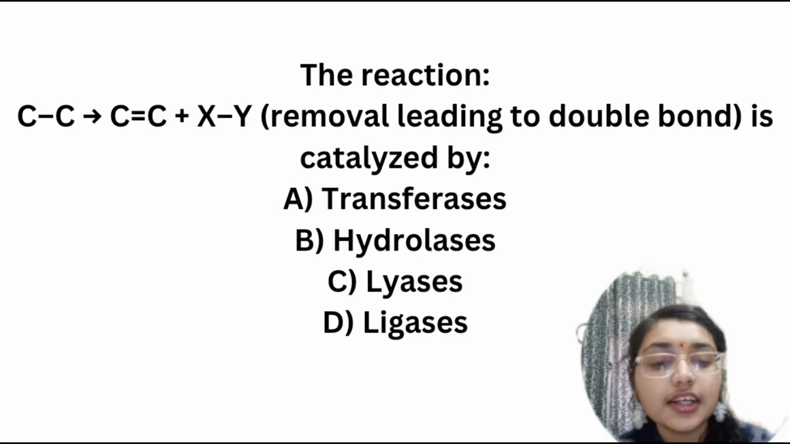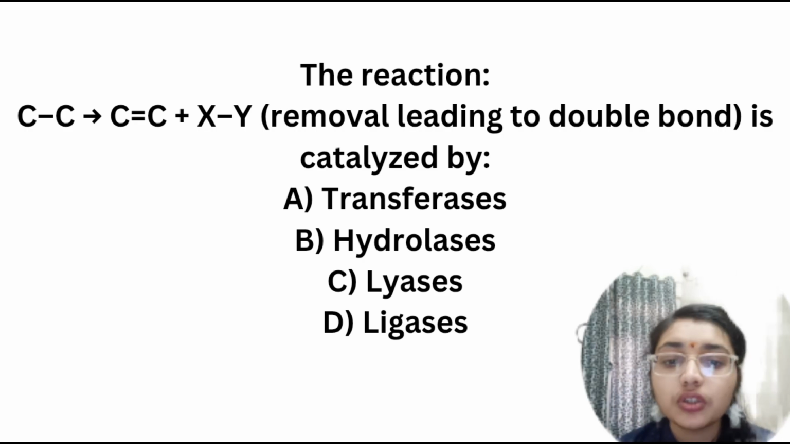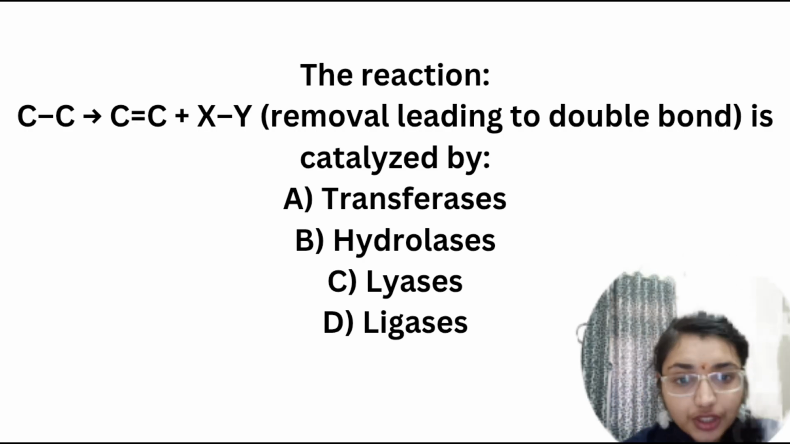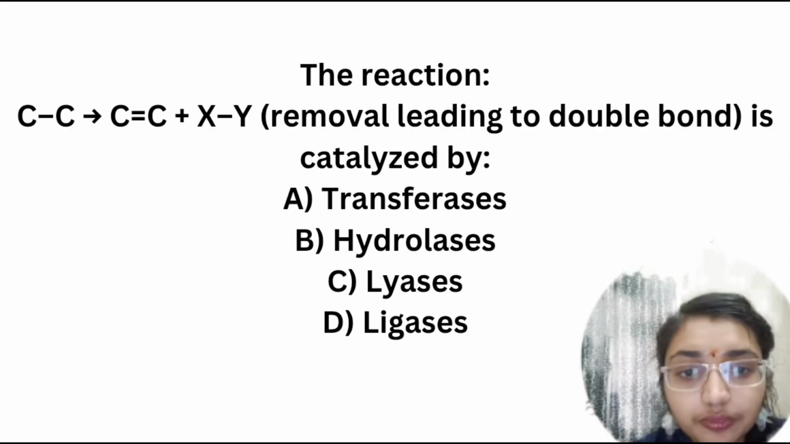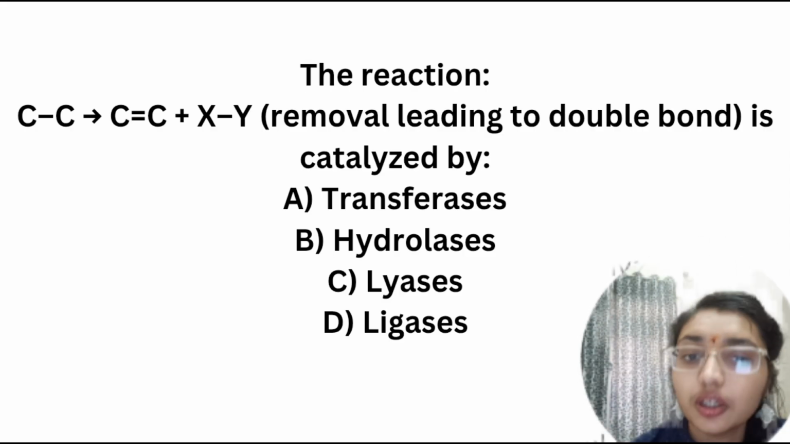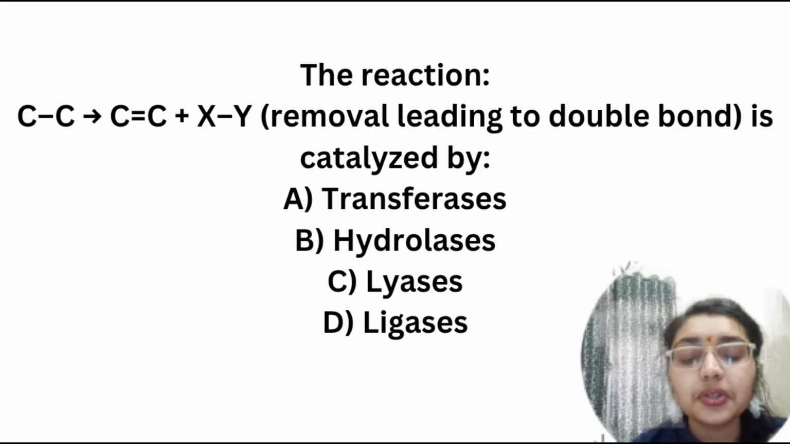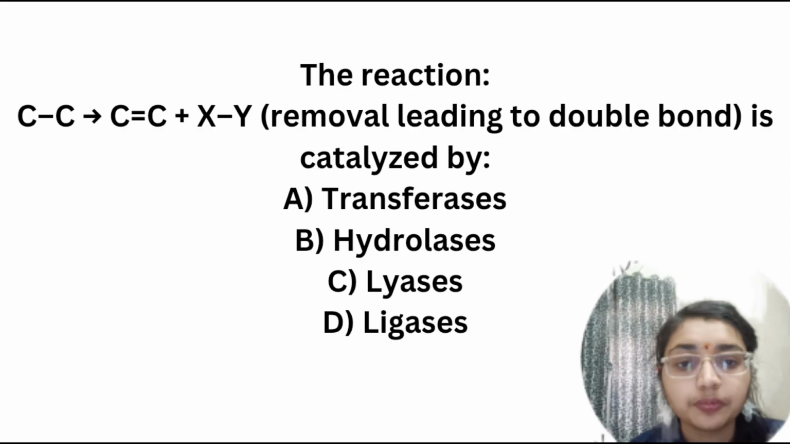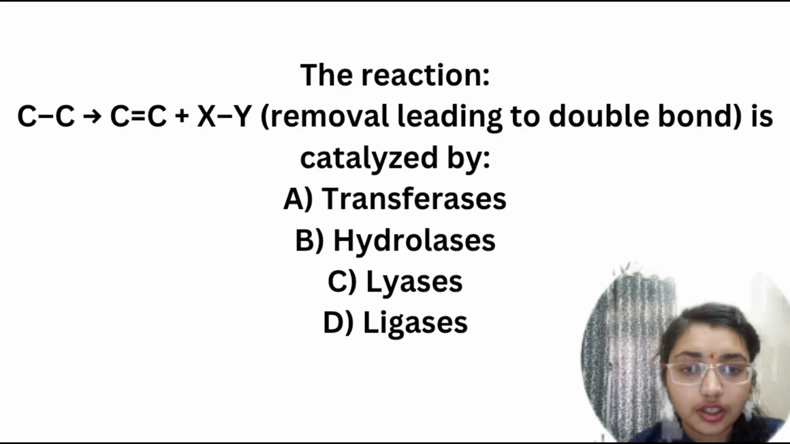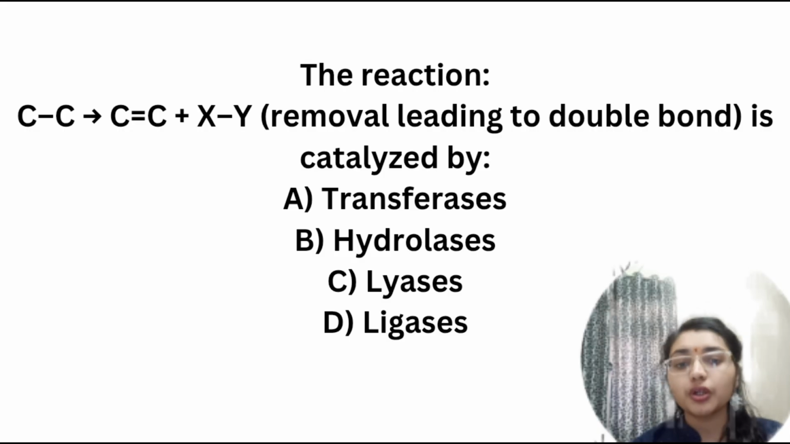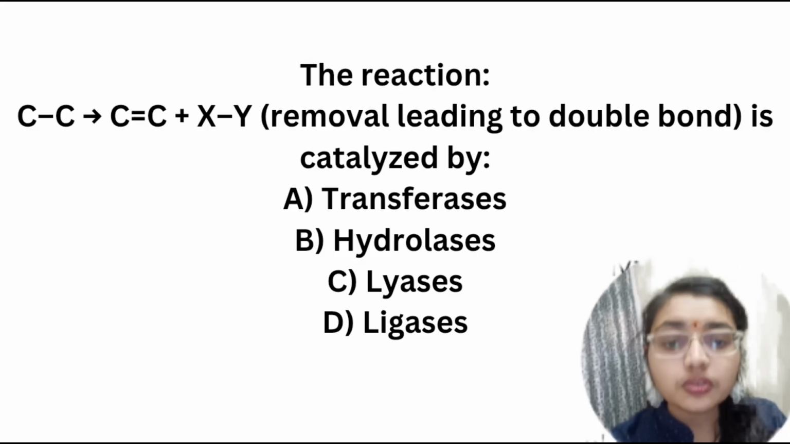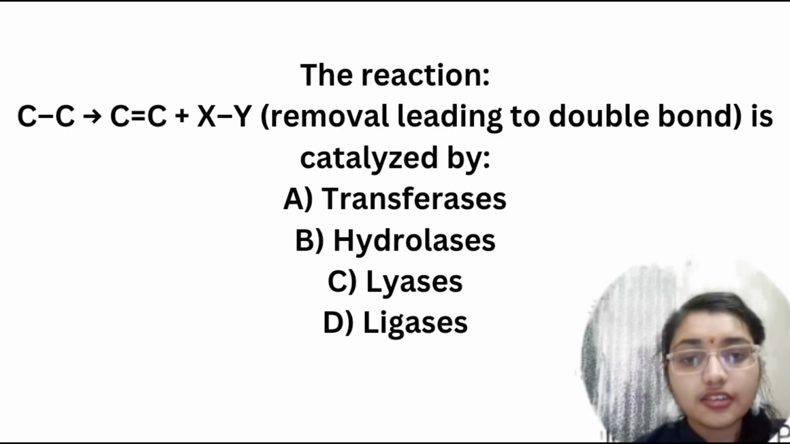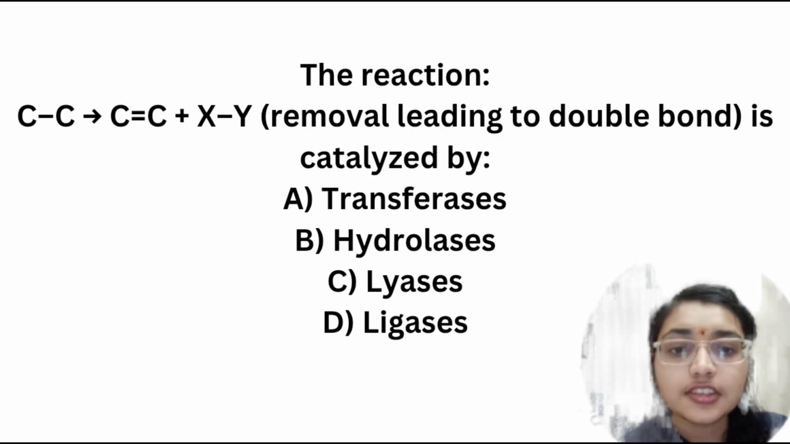Lyase catalyzes the removal of a group from the substrate by a mechanism other than hydrolysis, that often results in the formation of a double bond. Examples are dehydrogenase and deaminase. Whereas transferase is used in transferring a group, and hydrolase is used in hydrolysis by water. Ligase is used in joining molecules, whereas the correct option for this is lyase.